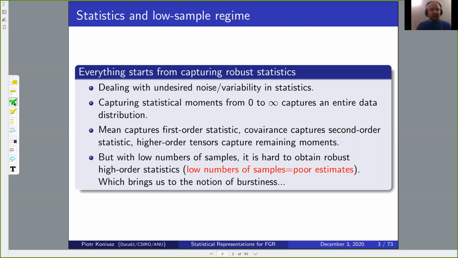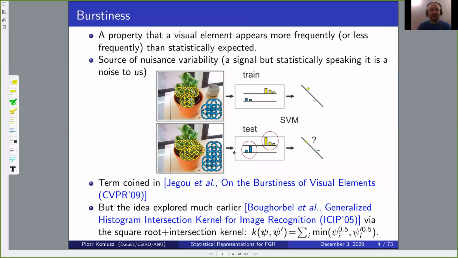So everything really starts with capturing robust statistics when it comes to computer vision. One can capture statistical moments from 0 to infinity, and that enables us to capture the entire data distribution. Obviously, mean captures the first-order statistics, covariances capture second-order statistics, and then higher-order statistics can be captured with higher-order tensors. However, with a low number of samples, it is hard to obtain robust high-order statistics, which leads to poor estimates, which brings me to the notion of so-called burstiness.